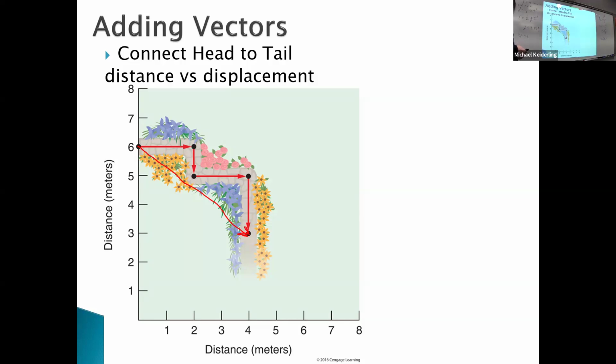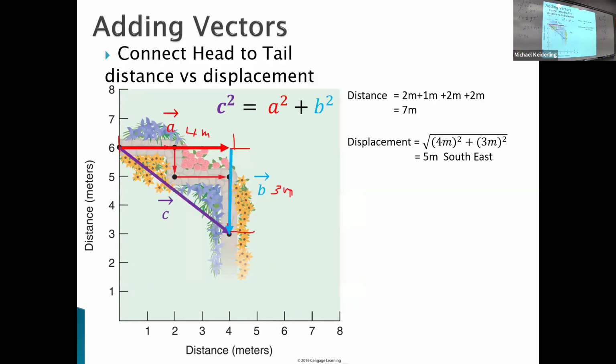So here the distance is 2 meters plus 1 meter plus 2 meters plus 2 meters, 7 meters. While the displacement, it went 4 meters this way and 3 meters this way, which is a right triangle, and the direct line distance is 5 meters. And the direction for the displacement is sort of to the southeast.